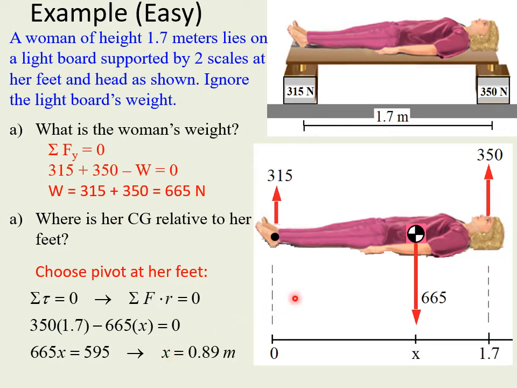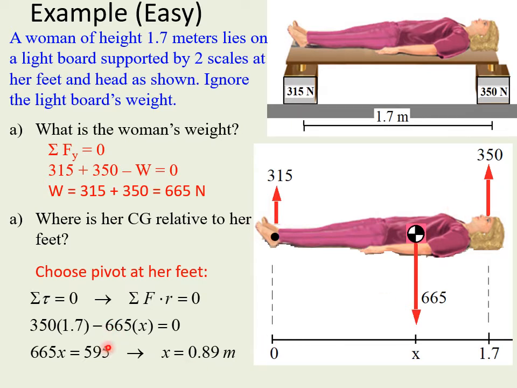Now you might be wondering, well, what about this force? Don't we have to calculate the torque here? Well, we don't, because this force acts right at the pivot. So the distance from the pivot is 0. This torque is basically 315 times 0, which is, of course, 0. So we never have to include forces at the pivot. Only these two forces here have to be included.